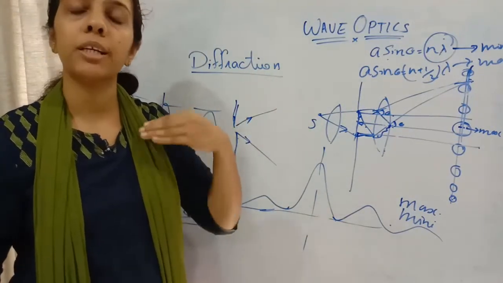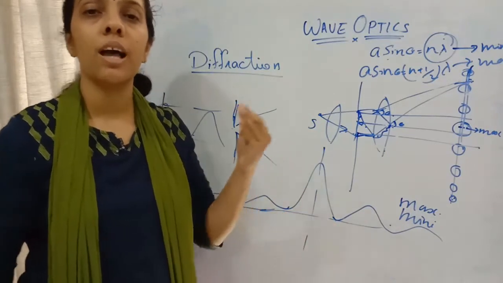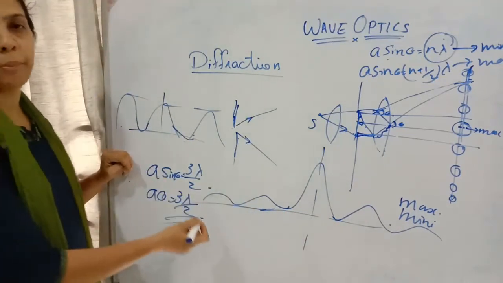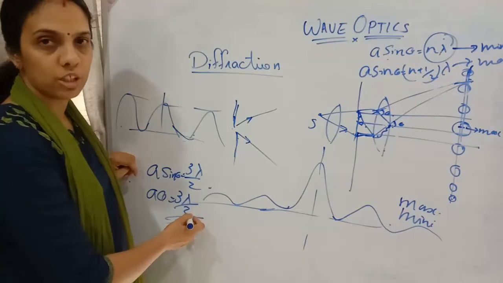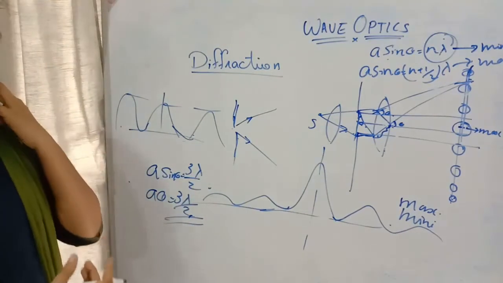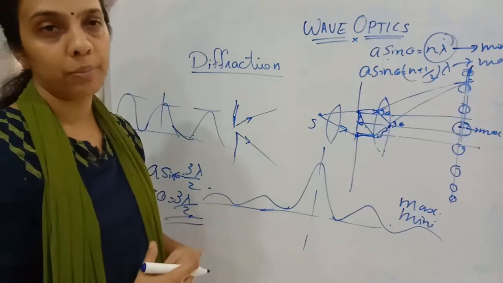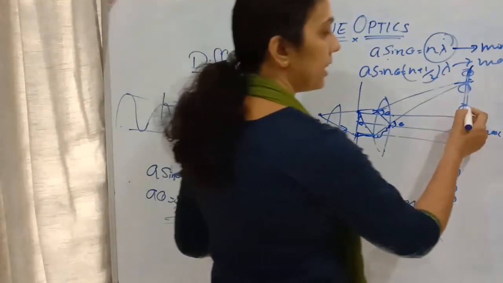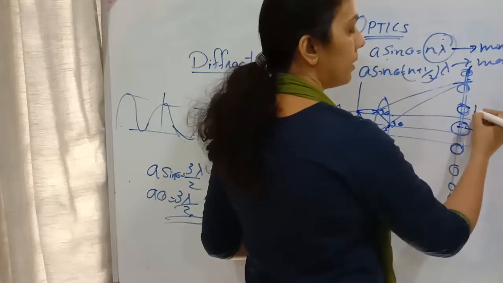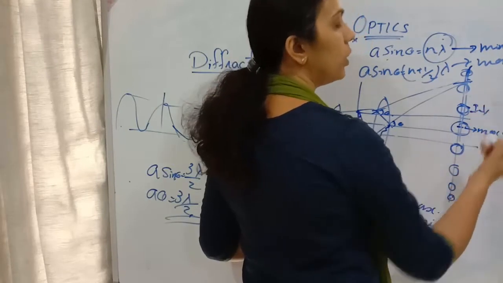First 2 lambda by 2 will be cancelling each other, and we will be getting only lambda by 2 over here. For the rest of the positions, while superposing each other, the first 2 lambda by 2 will be cancelling, and only the third one will be remaining. That is the reason the next ray has reduced intensity.